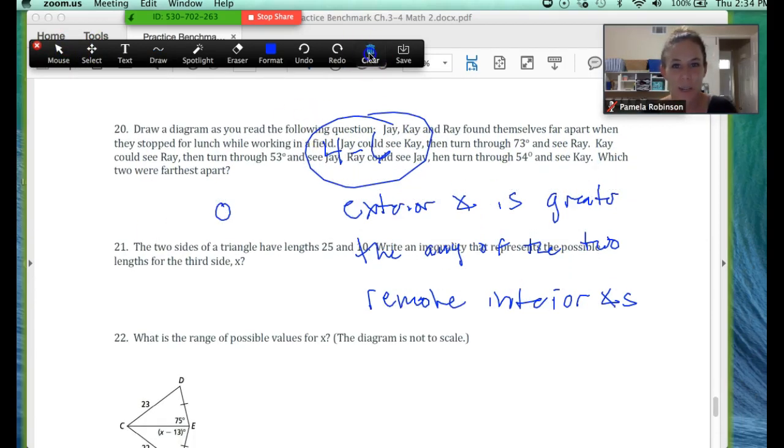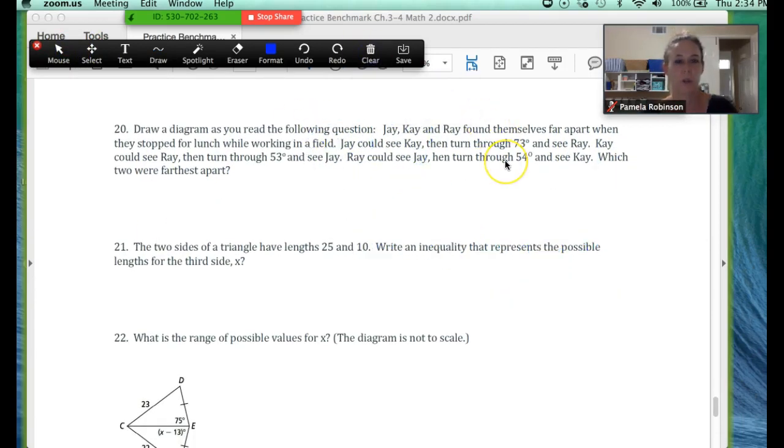I kind of like number 20. It's a fun way to look at a triangle. Draw a diagram. Walk it out. Think about it. As we read this, we're going to draw. Jay, Kay, and Ray found themselves far apart when they stopped for lunch while working in a field. J, Kay, and Ray is funny to me. So I'm going to write J. He's here first. He could see K, so let's put K right here. J could see K. He's looking this way.